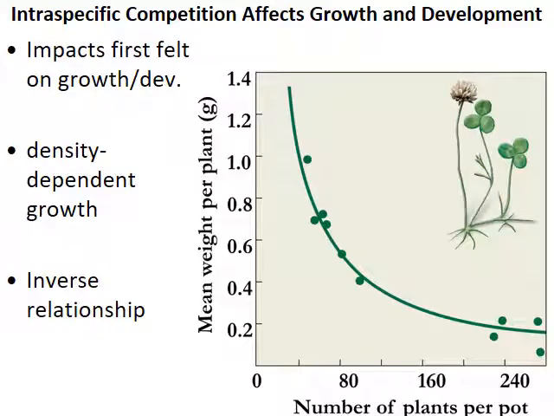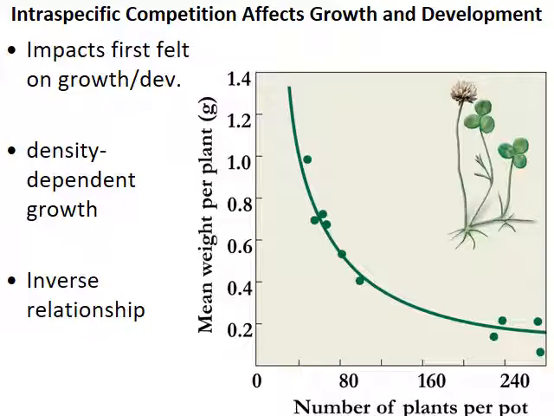So intraspecific competition affects first the growth and development of the competitors. We mentioned our density dependent birth rate and death rate. We also have density dependent growth. In this figure here, we're looking at, looks like white clover. We've got number of plants per pot on the x-axis, and mean weight per plant on the y-axis. We can see there's an inverse curvilinear relationship here. As there are more plants per pot, each plant is smaller. This makes sense.